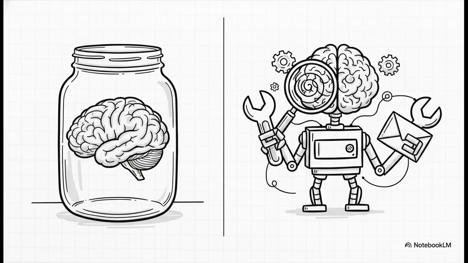Actually, it's not. The LLM is merely the brain. It has all the intelligence, sure, but it is completely isolated. The agent is the body. The agent gives that brain hands to search the web, eyes to read your internal database, and a mouth to send out an email. Without the agent, the LLM is literally just a brain in a jar.